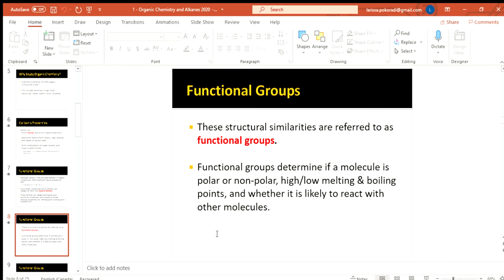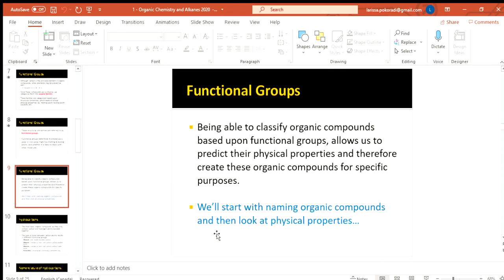I already said this. We're going to focus on naming for now, based on those functional groups in organic families. And then our last lesson in this unit is going to be looking at the physical properties that happen because of different functional groups.